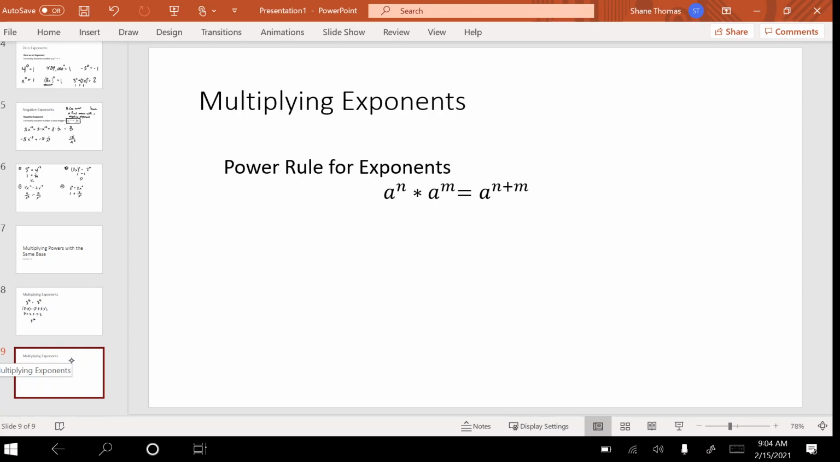So here's our rule. Power rule for exponents. Notice, you have to have the same base. If you have the same base, you have something raised to a power times something raised to a power. Bases are the same. All you do is add the exponents together. Bases must be the same. So 3 squared and 4 squared, I cannot combine because the base is not the same.